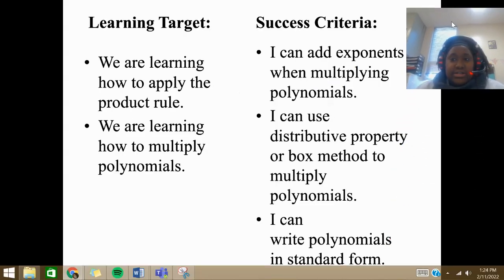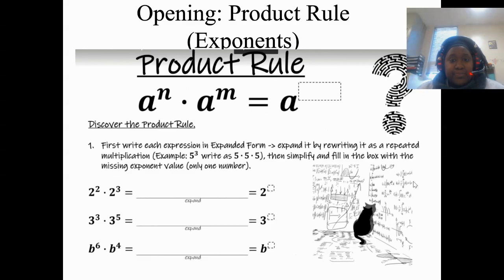Let's take a look at the learning target and success criteria. Make sure that you copy this on your opening and closing sheet. The learning target is we are learning how to apply the product rule. We're learning how to multiply polynomials. The success criteria is I can add exponents when multiplying polynomials. I can use distributive property or box method to multiply polynomials. And I can write polynomials in standard form. And remember that is important because everything dealing with polynomial expressions has to be written in standard form.